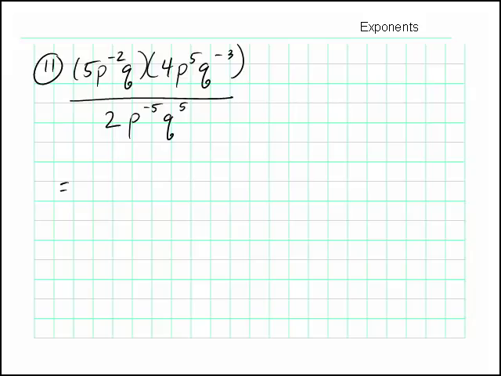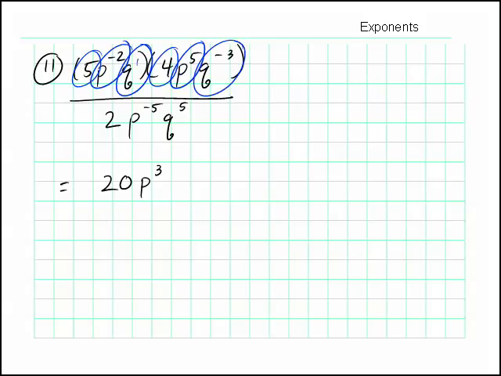Okay, first I'll simplify the numerator. I have a 5 times a 4, so that's 20. I have a p to the negative 2 times a p to the 5th. I add those exponents together, so that'll be p to the positive 3. Q to the 1st power times q to the negative 3, but I do add the exponents, and so a 1 plus a negative 3 is a negative 2. The denominator, I'll just leave it as it is for the moment.